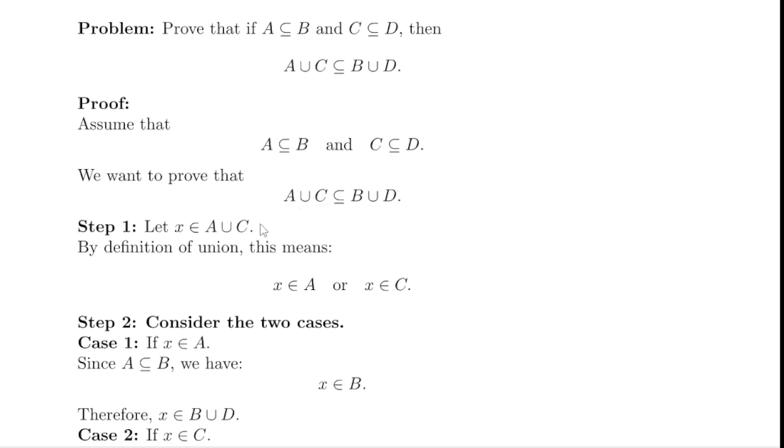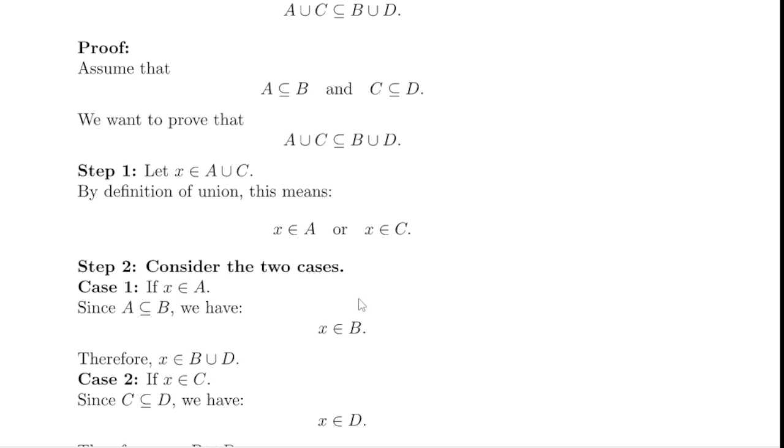So let's first let X be an element of A union C. By definition, that means that X is in A or X is in C. Now we're going to consider two cases.